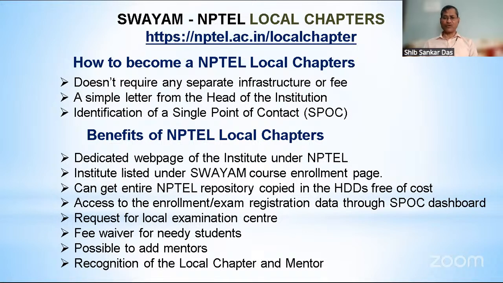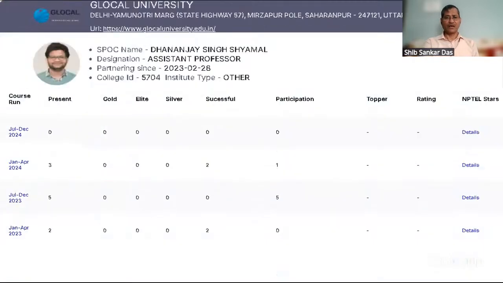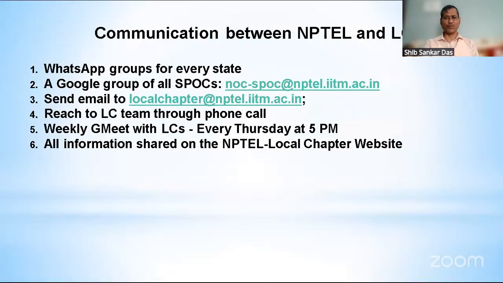You can ask for a fee waiver for the needy students. It is possible for you to approve a faculty to act as a mentor for your students. And also you can get recognition as an active local chapter, a rated local chapter, and you can also get a mentor certificate. These are the two snapshots that I have shown.